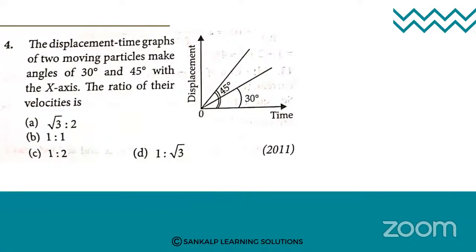Yes, the next question. The displacement time graphs of two moving particles make an angle of 30 degree and 45 degree with the x-axis. The ratio of their velocities is? Yes, what is the ratio of their velocities?